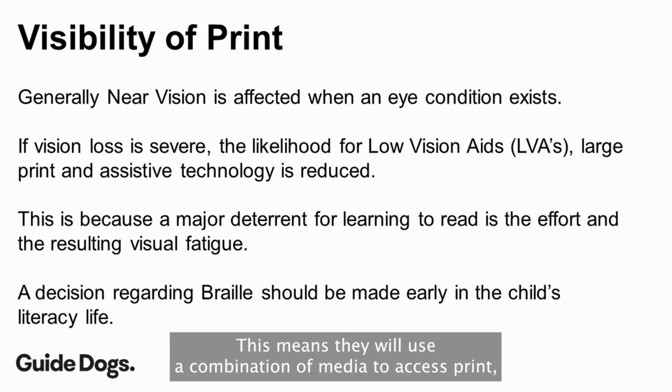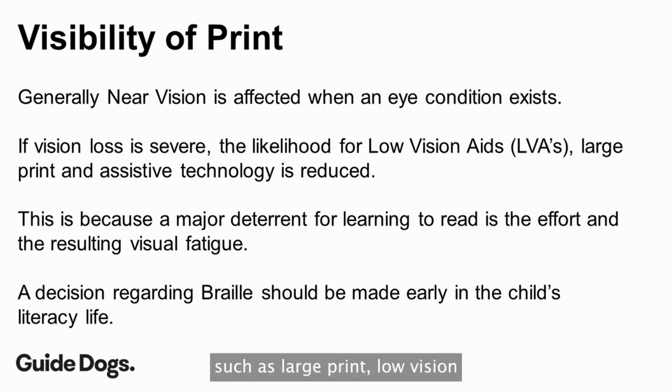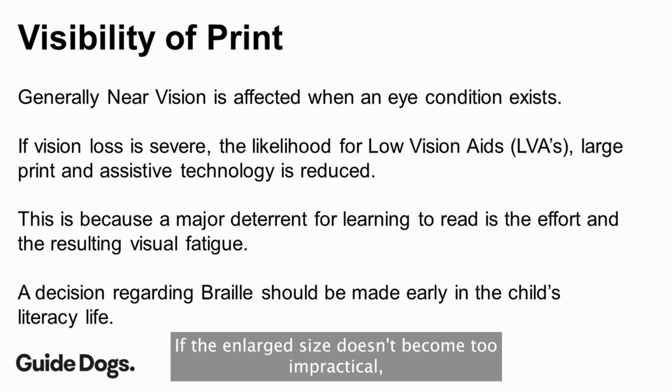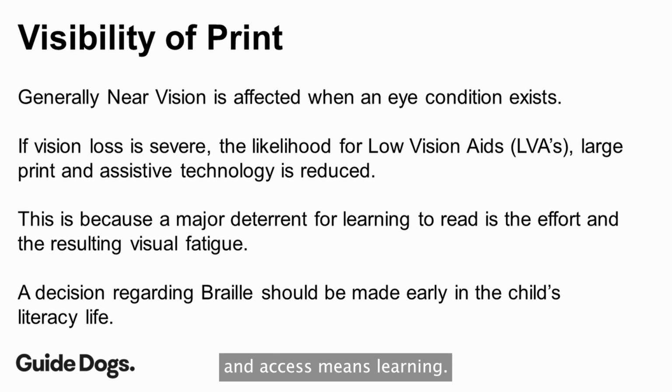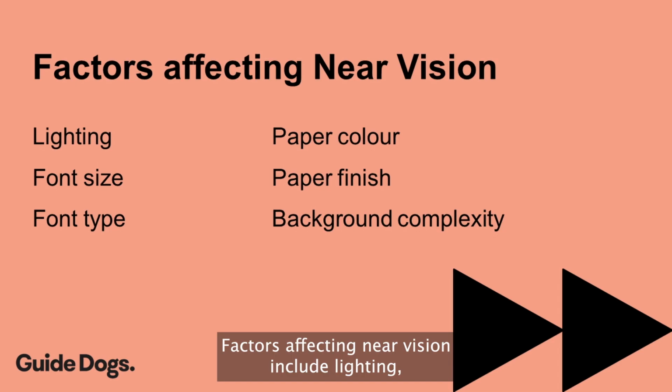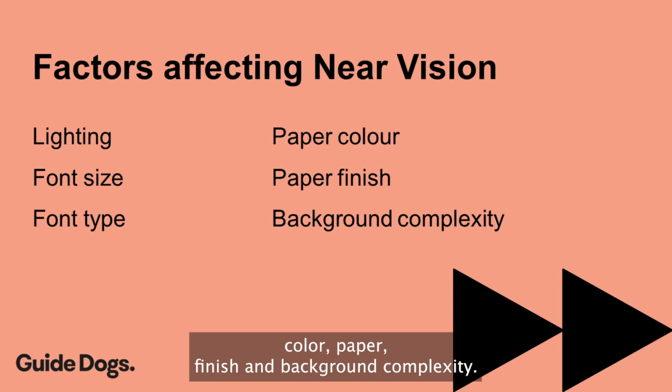This means they will use a combination of media to access print, such as large print, low vision aids known as LVAs, and Braille. If the enlarged size doesn't become too impractical, large print gives a child access to reading, and access means learning. School-age students usually will be able to report what size print they prefer. Factors affecting near vision include lighting, font size, font type, paper colour, paper finish, and background complexity.